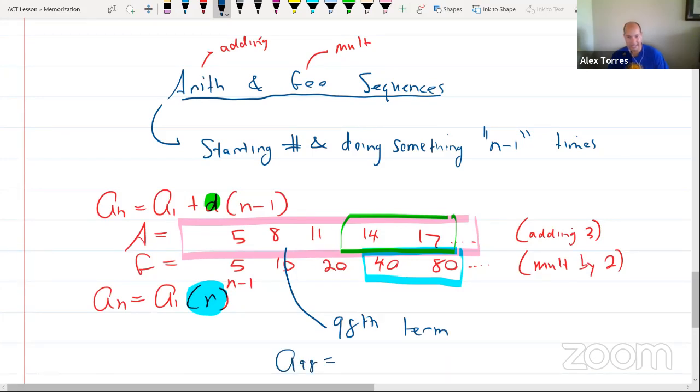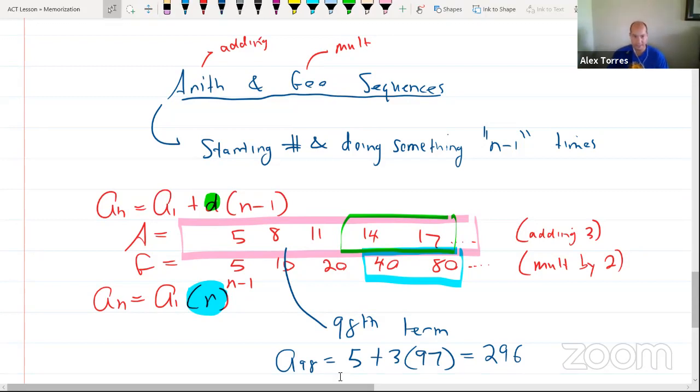A98 is equal to A1, the first term, 5, plus the thing that we're adding, 3, n minus 1 times. So 98 minus 1. N is the number of the term you're talking about. So 97 times. And so that's whatever you get for 5 plus 3 times 97, and that comes out to 296. So the 98th term of the sequence that I just highlighted in pink there is actually 296.